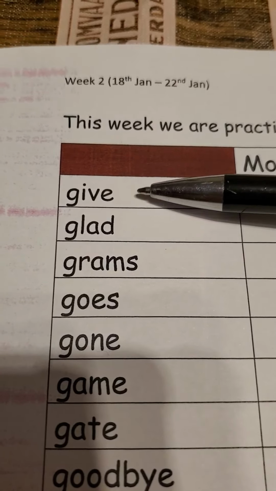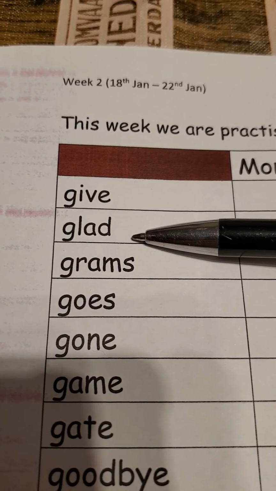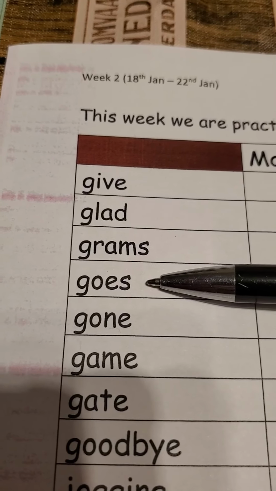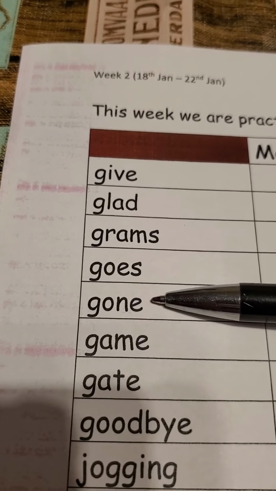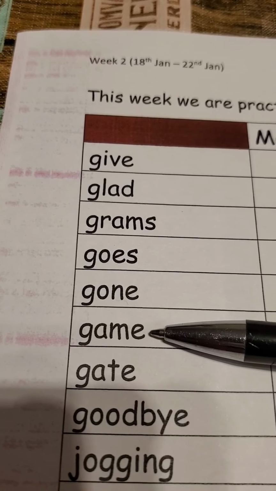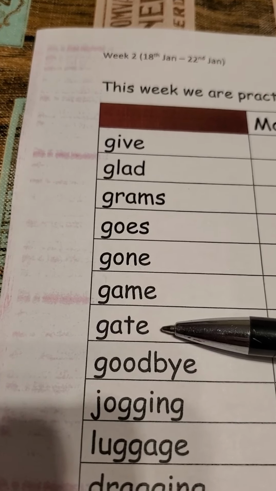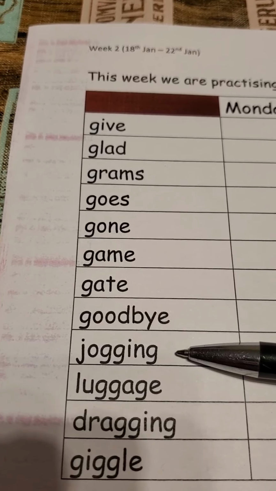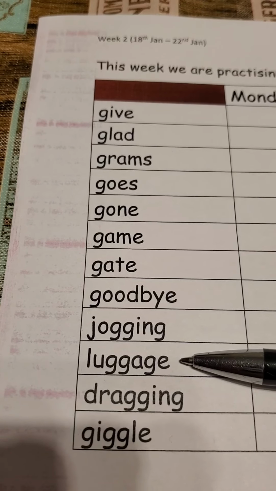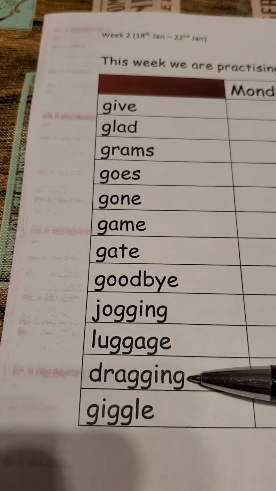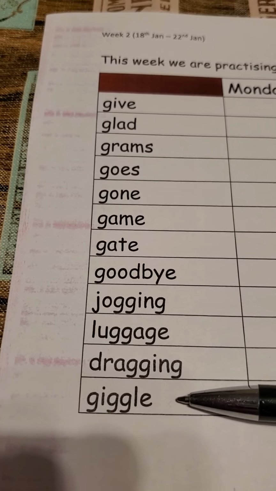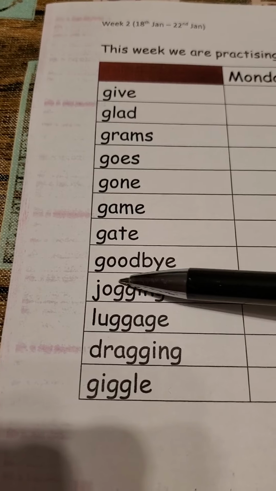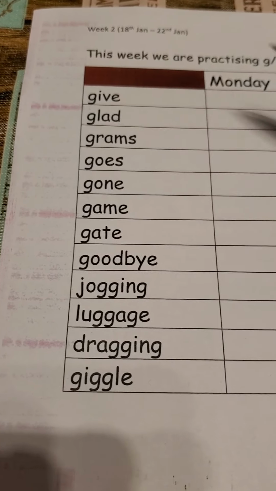Give, glad, grams, goes, gone, game, get, goodbye, jogging, luggage, dragging, and giggle. So you'll see some of those words have the digraph with the double G making the G sound, and some of them just have the 1 G.